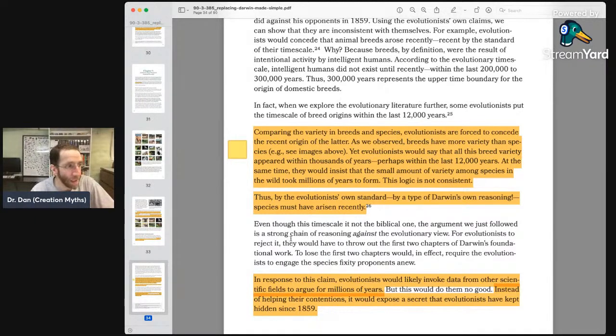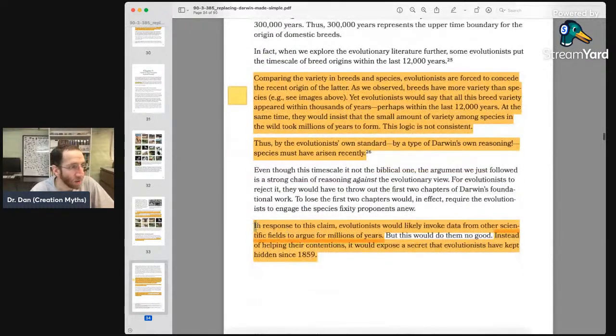Right? So now he tries to, well, what would they say? In response to this claim, evolutionists would likely invoke data from other scientific fields to argue for millions of years.